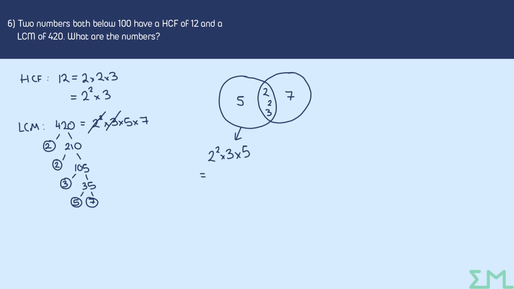To work this out quickly, I would take 2 times 5 to be 10 and the other 2 times 3 to be 6. So one of these numbers is 60. The other circle is 2 squared times 3 times 7. This could be written as 4 times 3, which is 12, then times by 7. 12 times 7 is 84. So my two numbers are 60 and 84. They are both below 100 and they have the correct HCF and LCM.